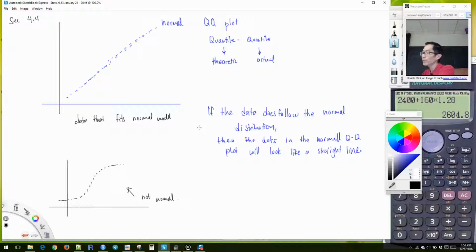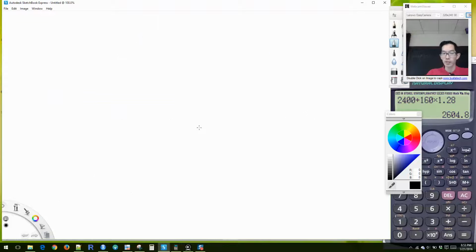And then I want to cover another section, which is jumping ahead to section 5.4, which is the normal approximation for the binomial distribution. So this is section 5.4. This is the normal approximation to the binomial.